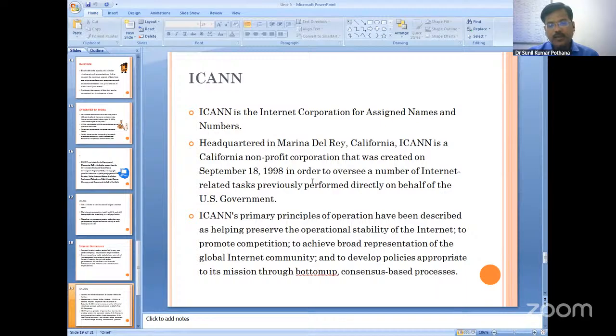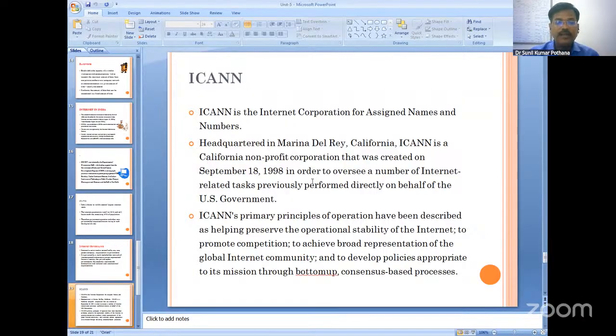Among these, the main organization is ICANN. The full form of ICANN is the Internet Corporation for Assigned Names and Numbers. Headquarters is at Marina del Rey in California. ICANN is a California non-profit corporation that was created on September 18, 1998 in order to oversee a number of internet-related tasks previously performed directly on behalf of the US government.